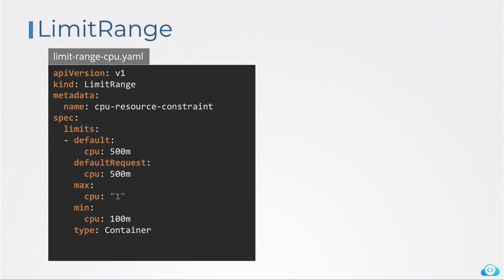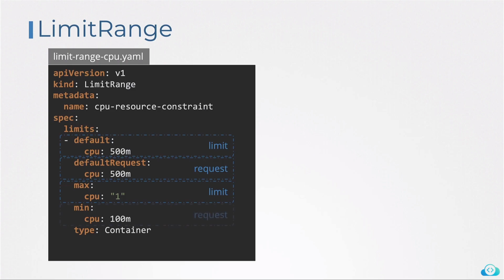This is an object, so you create a definition file with the API version set to v1, kind set to LimitRange, and we'll give it a name, cpu-resource-constraint. We then set the default limit to 500m, and the default request to the same as well. We will also specify a max CPU of 1 and a min of 100m. The max refers to the maximum limit that can be set on a container in a pod, and the min refers to the minimum request a container in a pod can make. These are, of course, just example values, not a recommendation. You must set whatever is best for your applications.